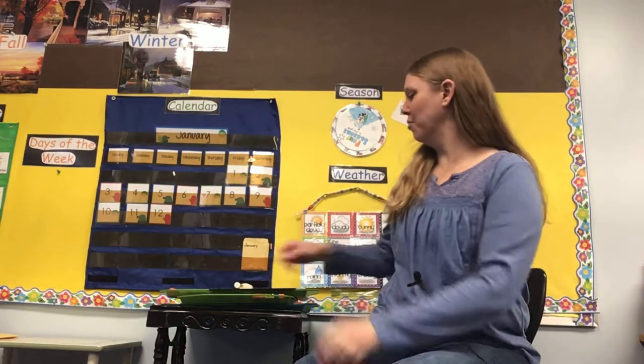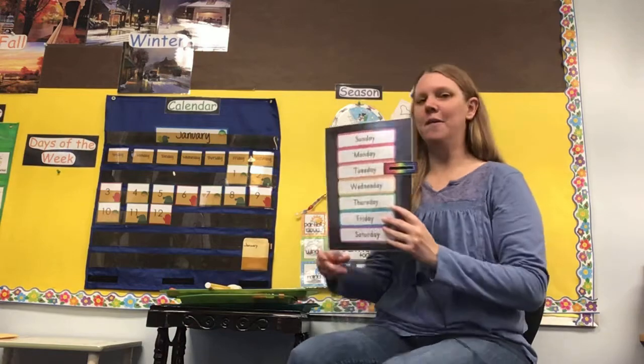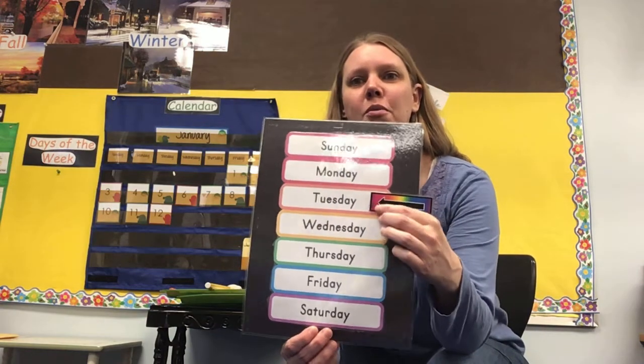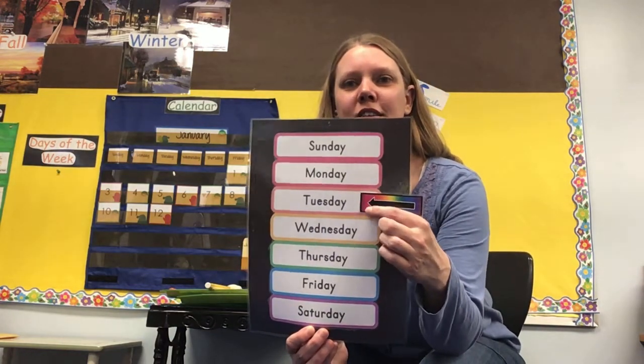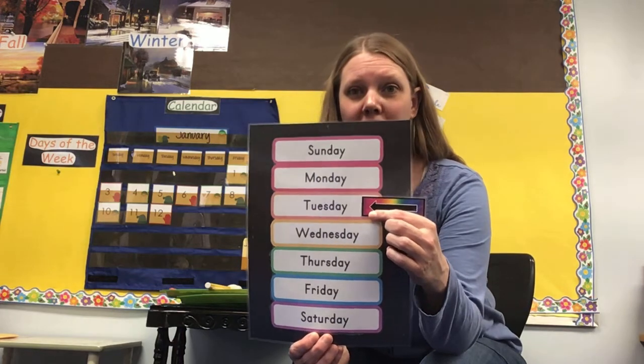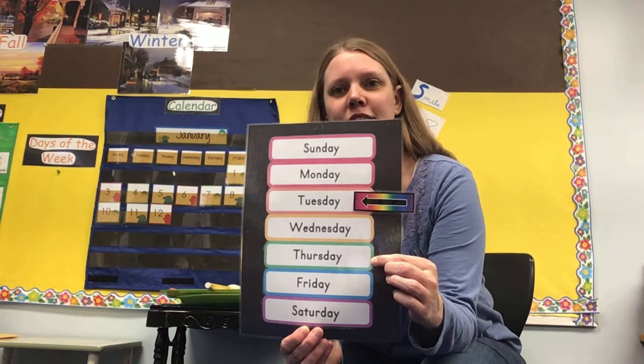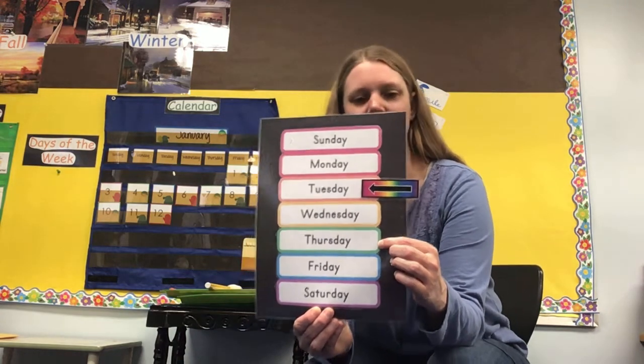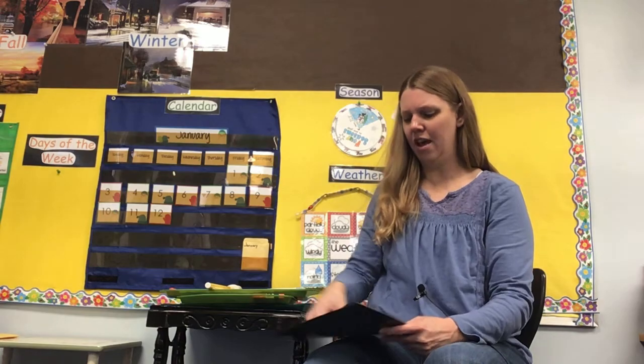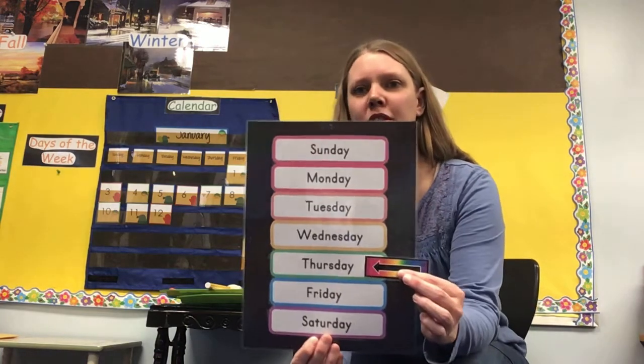So let's see what day of the week it is. The last day of school we had was Tuesday. Yep. Then Wednesday. So today is Thursday. That's right. So let's move that rainbow arrow down to Thursday. There we go. All right.